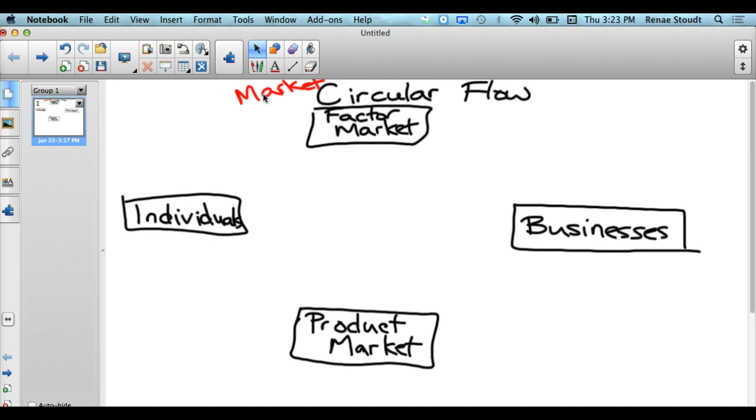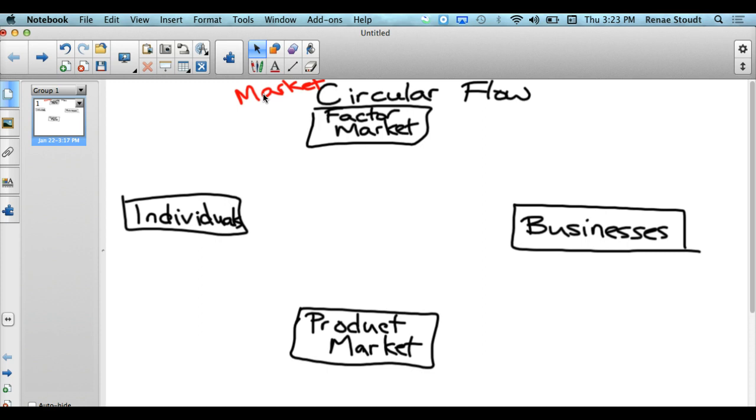Now the problem is the individuals and the businesses don't always know each other, so they need a middleman. That's where we have the factor market at the top. You can think of the factor market just like we talked about factors of production. What is bought and sold at the factor market? Factors of production: the land, the labor, the capital, the entrepreneurship.